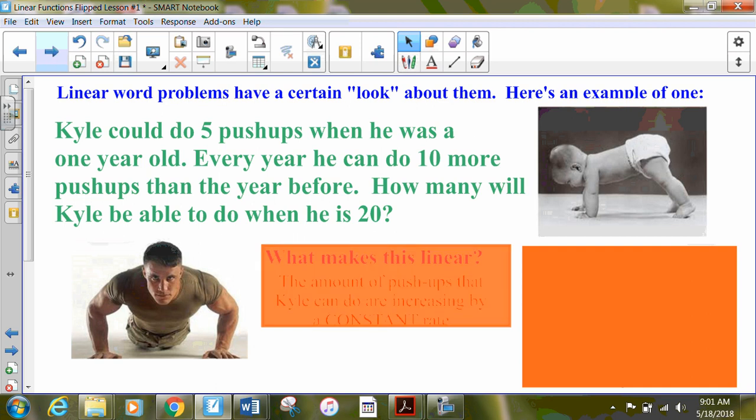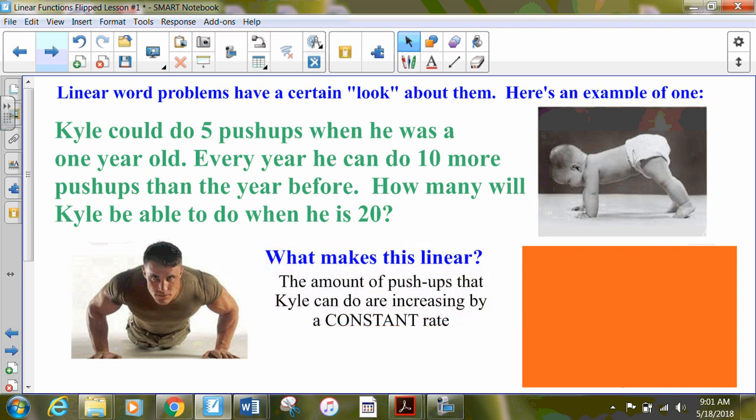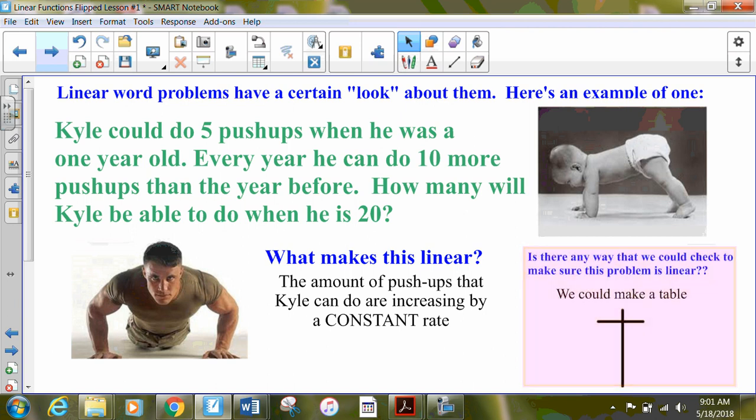So what makes this linear? Well, the amount of push-ups that Kyle can do are increasing by a constant rate, right? Every year they're increasing by 10. That's considered constant because the rate that it's increasing each year doesn't change. It remains constant. It's always 10, always 10. Is there a way we could check to make sure this problem is linear?